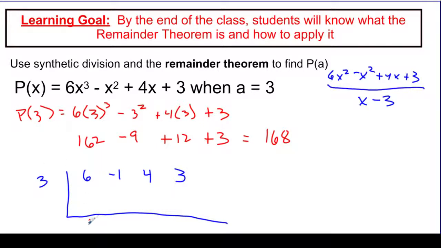If I bring down my 6 and multiply, it looks like I get an 18, which I can add, and that gives me a 17. When I multiply 3 times 17, I get a 51. Okay, and then I can add again, and I get a 55. Then I'm going to do one more multiplication. 3 times 55, I believe, is 165. And if you notice, when I add down the column, there's the same 168 remainder that I got just by plugging in the a value.